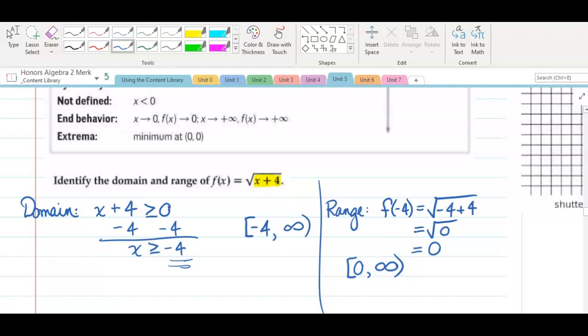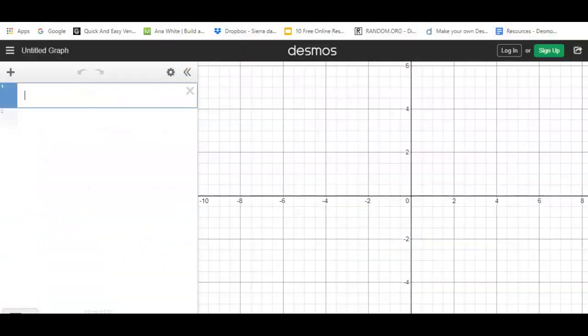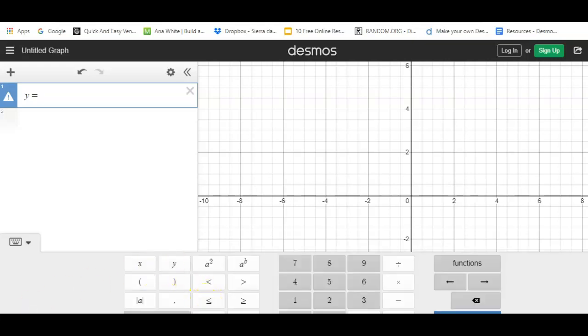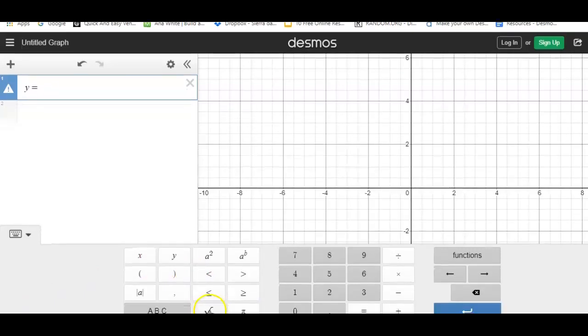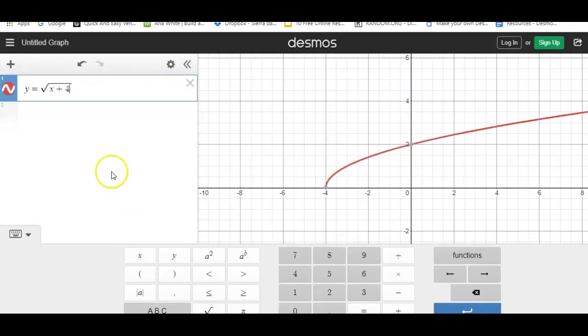Now let's take a look at this graphically. Let's go over to Desmos and type this in. y equals the square root. To get the square root, I'm going to click this button down here. It says show keypad, and I think it's off my screen a little bit. Let's move that down. There it is. Square root of x plus 4.